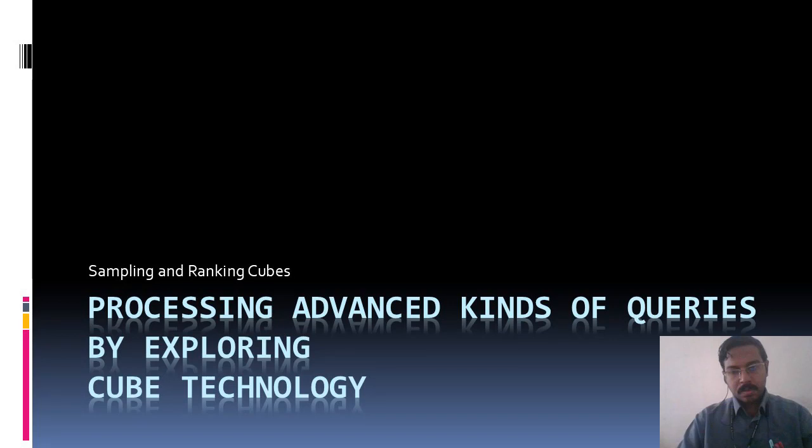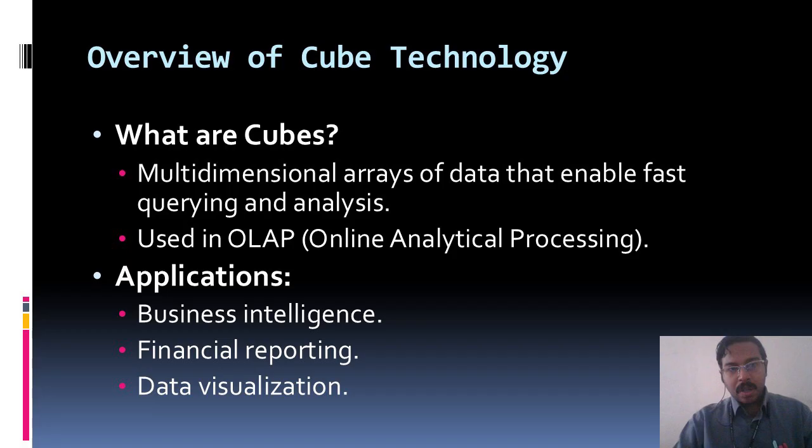Today we are going to discuss an important topic in advanced data analytics: how cube technology can be used to process complex queries. We will particularly focus on two special types of cubes, sampling cubes and ranking cubes. These structures help us handle large data sets more efficiently and enable faster, smarter decision making in business intelligence, reporting and data science.